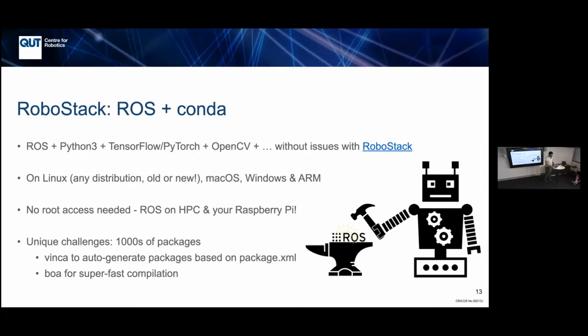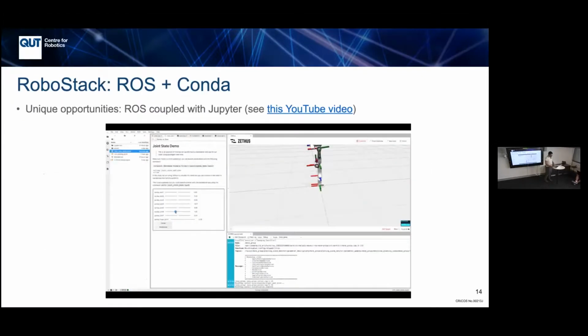There's a question online. RoboStack, is this for any ROS distribution? Just for ROS Noetic and Foxy at the moment. Nothing stops us from going to different distributions except time. Does it really work on Windows? Yes, it does.